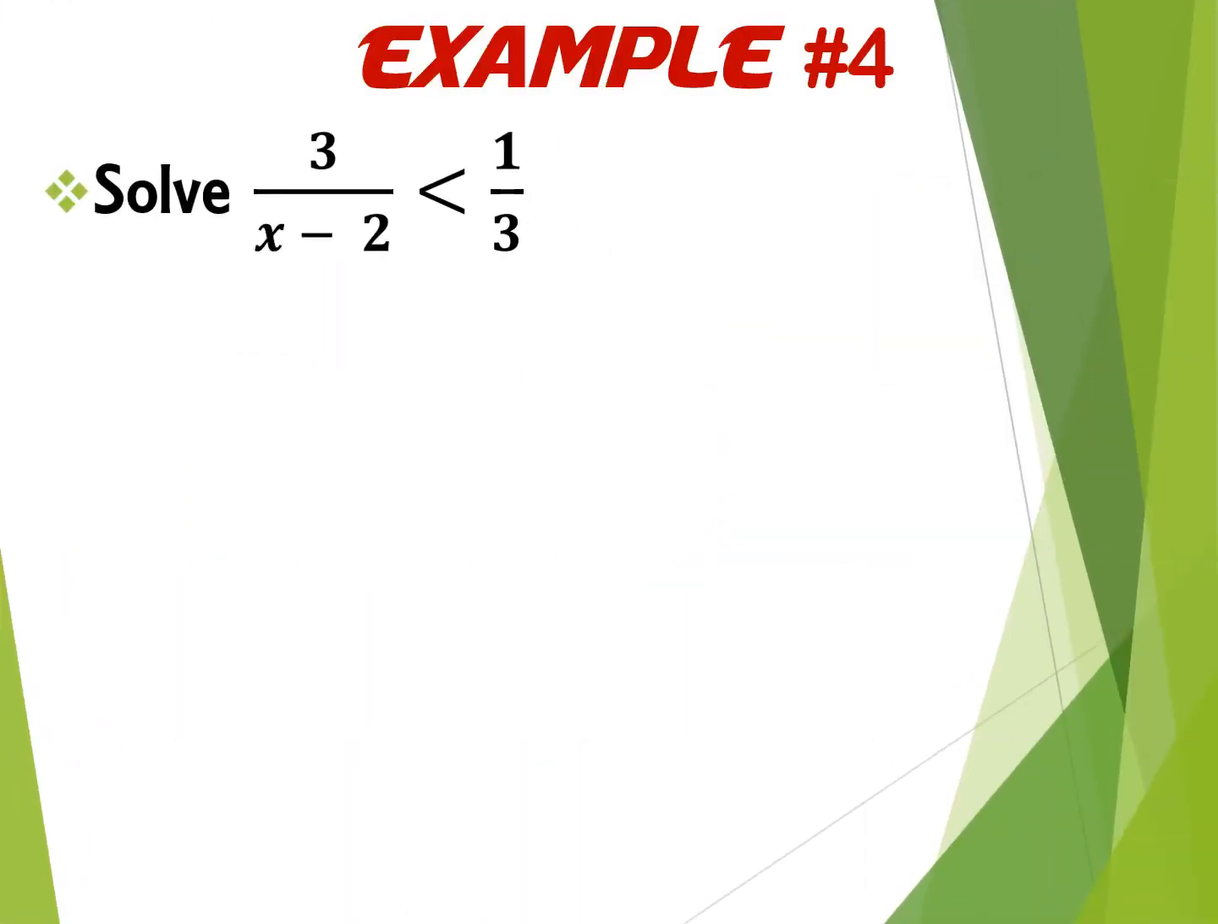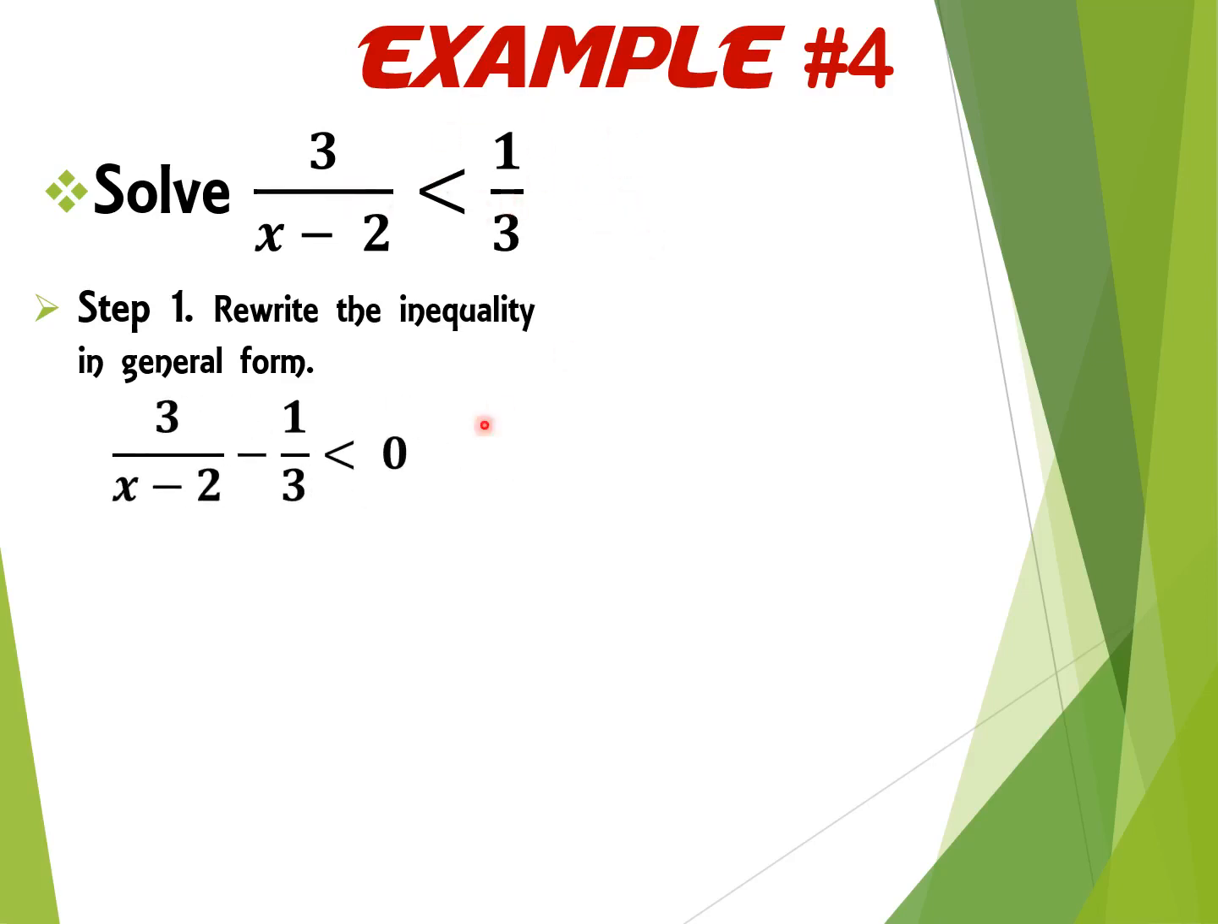Okay, let's have the last example. Solve 3 over x minus 2 is less than 1 over 3. Again, we have to write it in a single form. Since the right side is not yet equal to 0, subtracting 1/3 on both sides, or transpose 1/3, so we'll have this one.